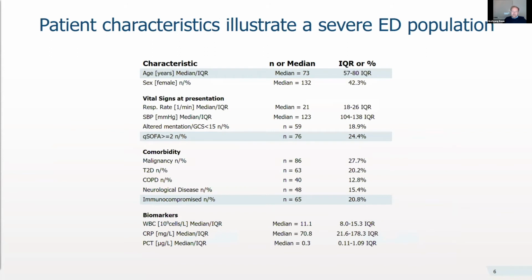Just a quick view into our patients' characteristics. We enrolled quite old patients, which is in fact as we expected for our part of the city here in Berlin. To measure the severity of our patients, we used the quick SOFA index, and we found 25 of our patients as critically ill or with a potentially poor prognosis. And around 20% of our enrolled patients were immunocompromised.